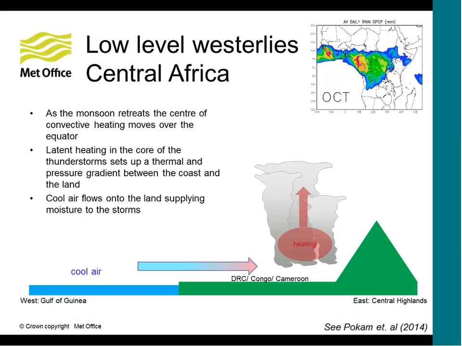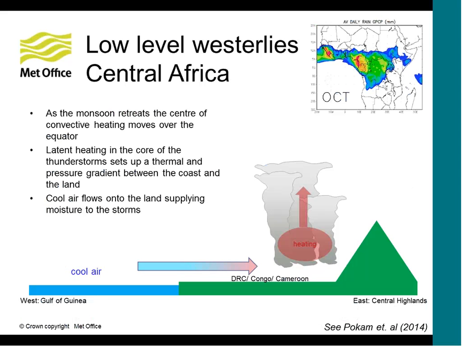So going on to Central Africa, which is the other coast, the low-level westerlies are very influential on the amount of moisture and the amount of convection that is then initiated in October time. Wilfred Pokam from Cameroon has recently published a paper on this in Journal of Climate, which I very much encourage you to look up. So as the monsoon is retreating from West Africa, the center of convective heating moves over the equator.